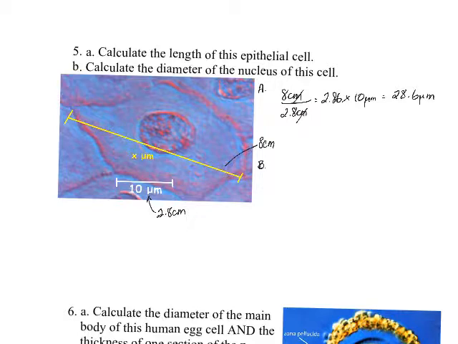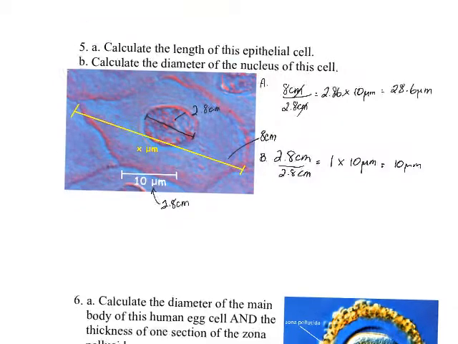For B, that's the nucleus. So I did from here to here. Nucleus is not exactly round, so, you know, work it out. It's okay. So this is about 2.8 centimeters. 2.8 centimeters divided by 2.8 centimeters equals 1 times 10 micrometer, equals 10 micrometer nucleus.